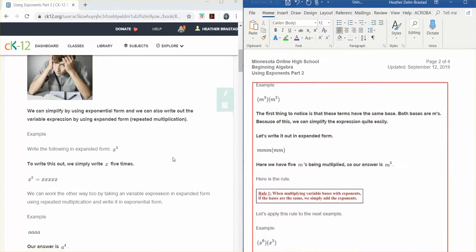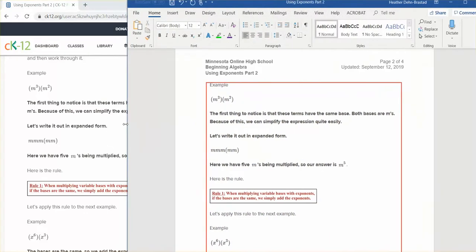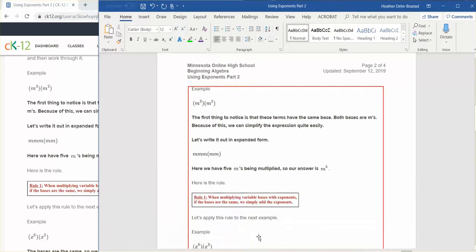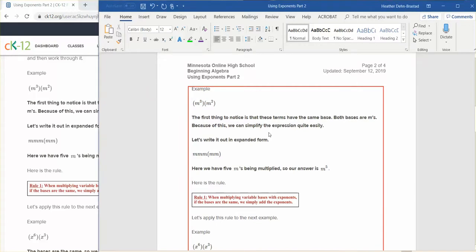Okay, then our next section, which is also matching in the book. See this right here? This example is the exact same as this example. So I'm just going to make this a little bigger for us. All right, so we have m to the third power, and then because it's in parentheses, that means we're multiplying, times m to the second power. So these are both m. They both have the same variable base. So it's going to be easy to simplify this.